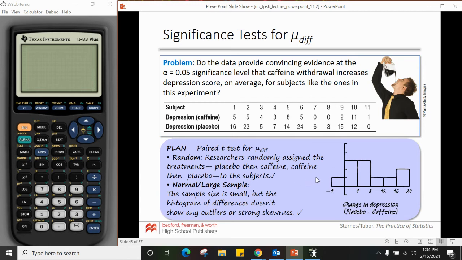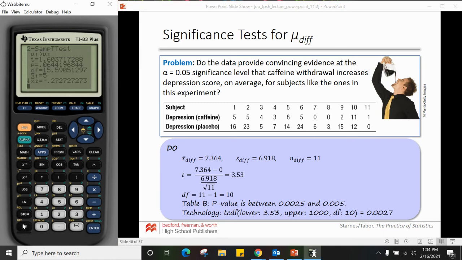So n is not greater than 30, so we have to look at a graph. Here they did a histogram, and they say there's no strong skewness and no outliers. For the do phase, I'll show you on the calculator.